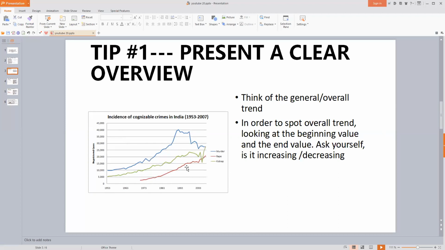To find the overview, you need to talk about each and every single line. We're not talking about each and every individual point in those lines, but overall we are talking about them, because there are three categories: the kidnap, rape, and murder. Okay, so that's what you have to do.